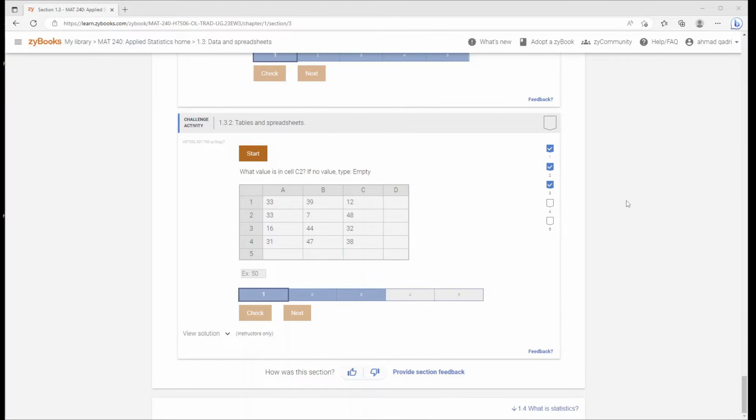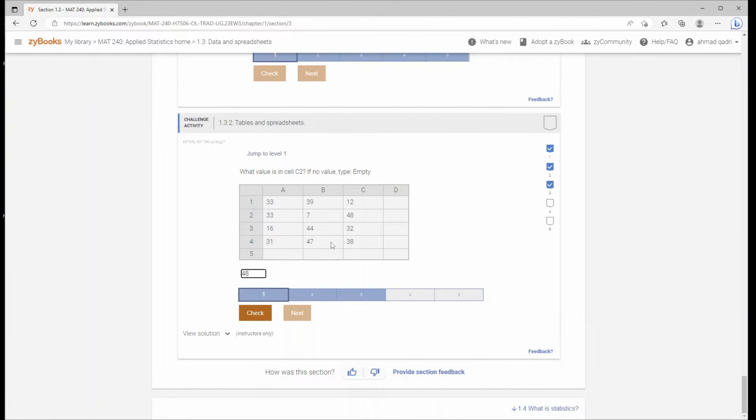This is challenge activity 1.3.2, tables and spreadsheets. So let's start. And the question is, what value is in cell C2? If no value, type empty. So cell C2 is column C, row 2. So this is column C, and the row 2 is here. So the value contained is 48.